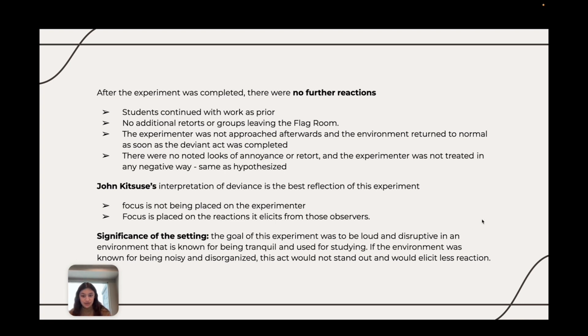Now, John Kitsuse's interpretation of deviance is the best reflection of this experiment, and this is because the focus is not being placed on the experimenter. Instead, the focus is being placed on the reactions that it receives from the observers and the people there who give the reactions. The significance of this setting was the goal of this experiment was to be loud and disruptive in an environment that is known for being tranquil and used for studying. So if we went to, say, an A&M football game and we were being loud and crazy, jumping up and down, that would be normal, but not in the flag room.